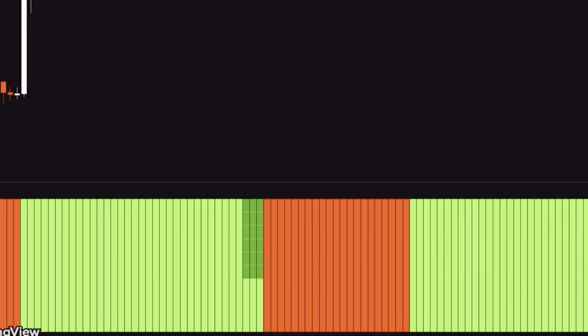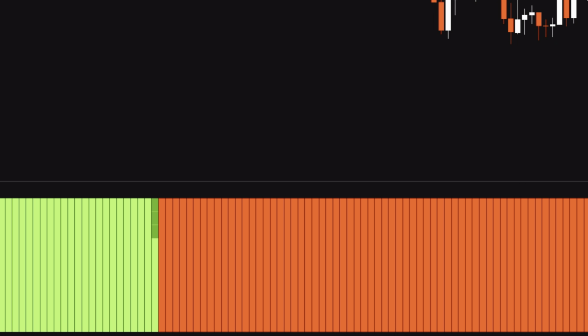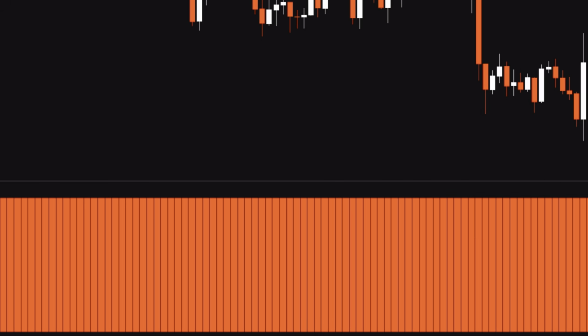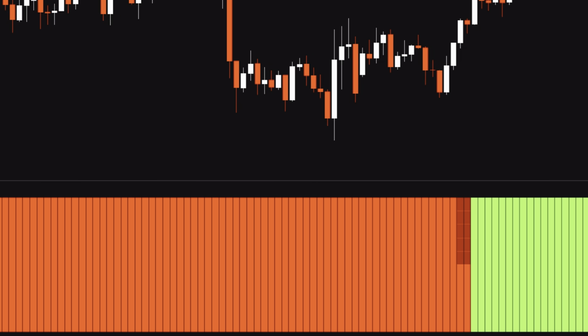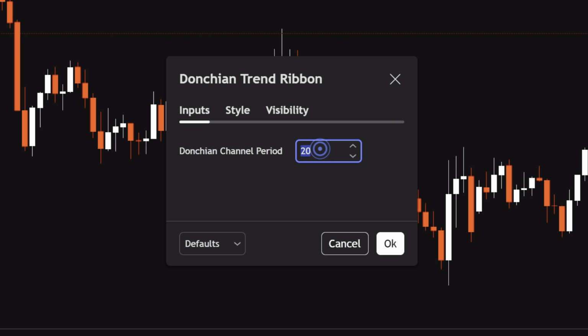When the ribbon is green, bullish momentum is present, and when the ribbon is red, bearish momentum is present. This becomes extremely important during pullbacks, because pullbacks often create confusion. Momentum fades, price retraces, and the market appears uncertain.